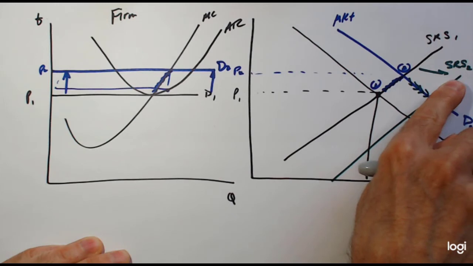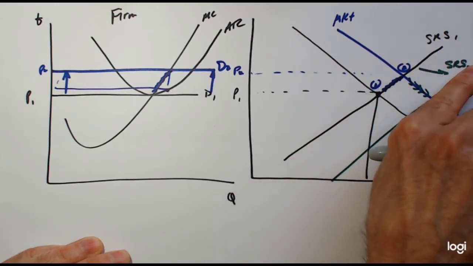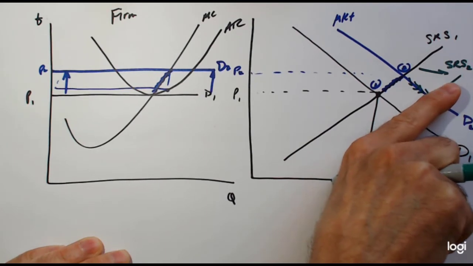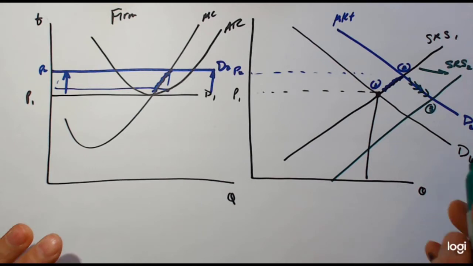So new firms move in. Remember, this was a fixed number of firms. Now we have a whole bunch of new firms move in to steal those profits. The supply curve shifts out. We end up with a new short-run supply curve.